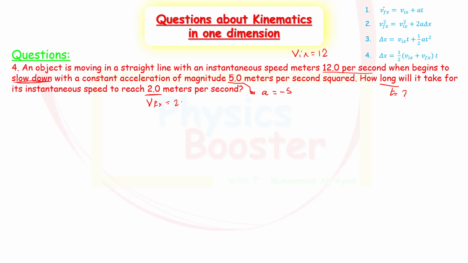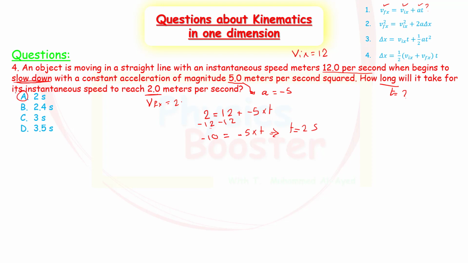Now, let's look at the choices right here. Which equation is the best? V final x, we have it. V initial x, we have it. The acceleration, we have it. But t is unknown, so it's clear that we will be using the first equation here. V final x is equal to 2. This is equal to v initial x, which is equal to 12, plus the acceleration -5 multiplied by t, which is time, okay? Now we will subtract 12 from both sides, and we will get that -10 is equal to -5 multiplied by the time. This is clearly giving us that t is equal to 2 seconds. So if we look at the choices, the answer here is 2 seconds.